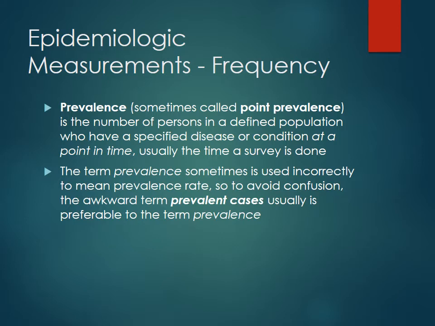Then we talked about prevalence. Oftentimes this can also be referred to as point prevalence. We'll talk about some different examples of that in a little bit. But basically it's the number of persons in a defined population who have a specified disease or condition at a point in time. Usually whenever your survey is done, or could be any point in between, right? So if you are looking at a specific population more retrospectively, or you take a specific slice of time, how many people have that condition? That would be the prevalence of it, or the point prevalence at that point. Again, sometimes it gets used incorrectly, very similar to incidence. So we'll talk about prevalence rate a little bit later, but to avoid confusion, you can use prevalent cases as a preferable term.